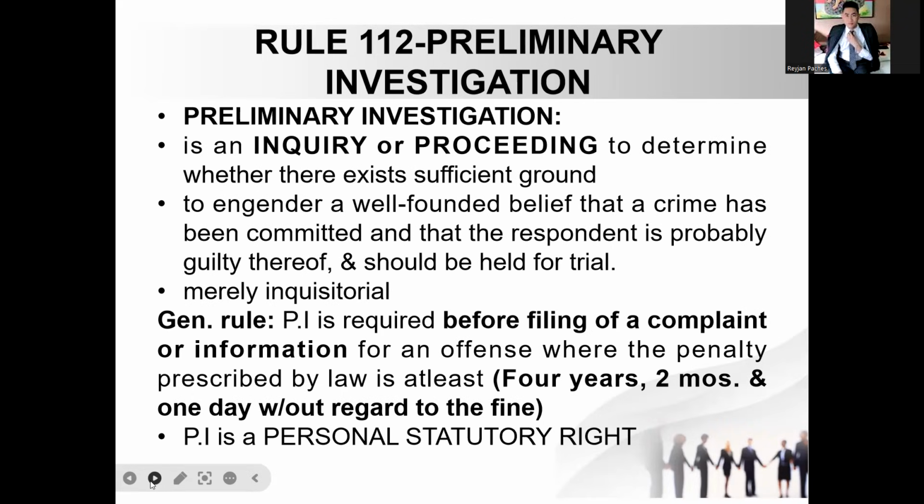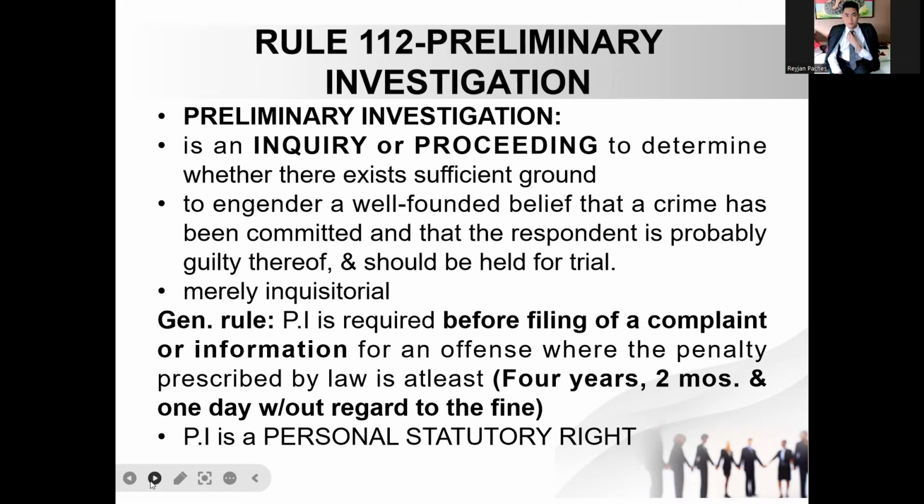So, general rule class, preliminary investigation is required or yung tinatawag natin na PI is a matter of right. Okay? Before filing of complaint. Ibig sabihin, before ka mag-file ng complaint class, ay titingnan muna yan ng tinatawag natin na prosecutor kung meron ba talagang probable cause. Okay? Meron ba talagang probable cause sa nangyaring offense or crime.